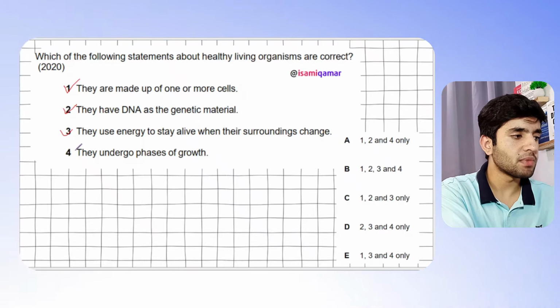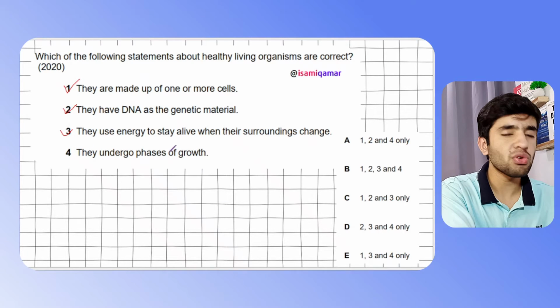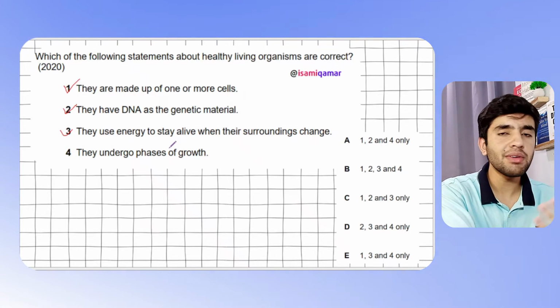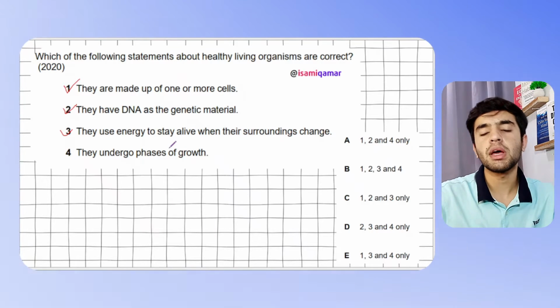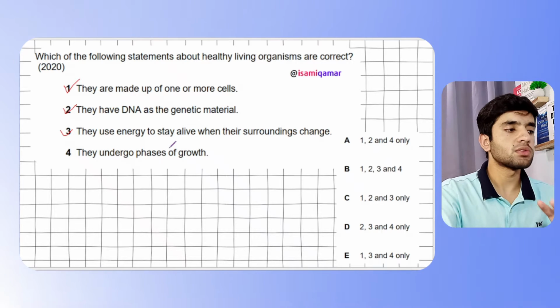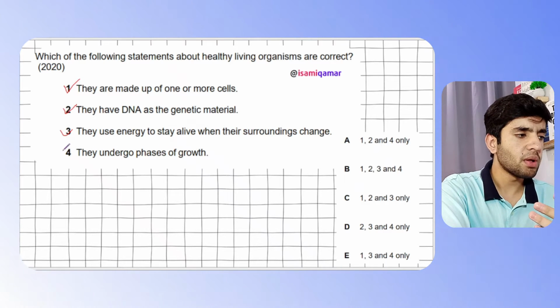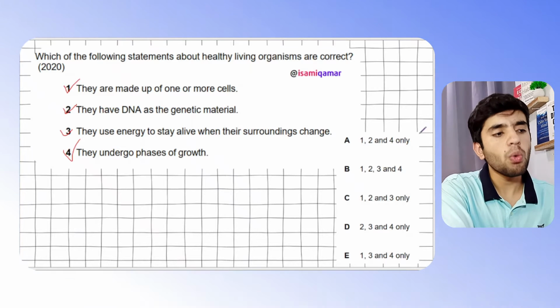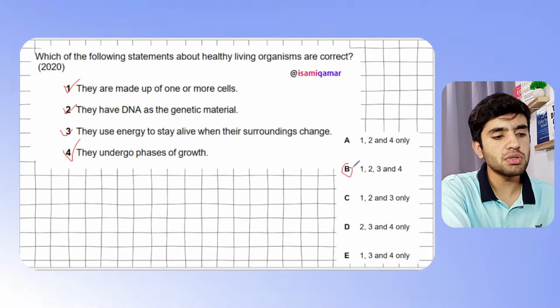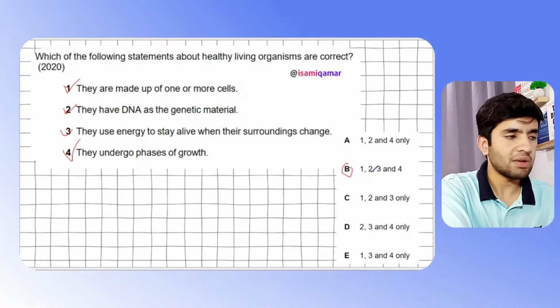But now, they use energy to stay alive when their surroundings change. Yes, absolutely. Now 4, they undergo phases of growth. Yes, for a living organism, you see the baby is born and it grows bigger and bigger and becomes an adult, then an older person, then dies. So there are phases of growth. So these options are all true. Now what we have got, option B is the truest. So there was no trick at all.